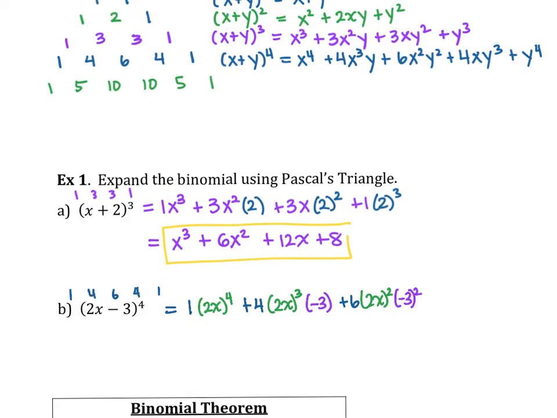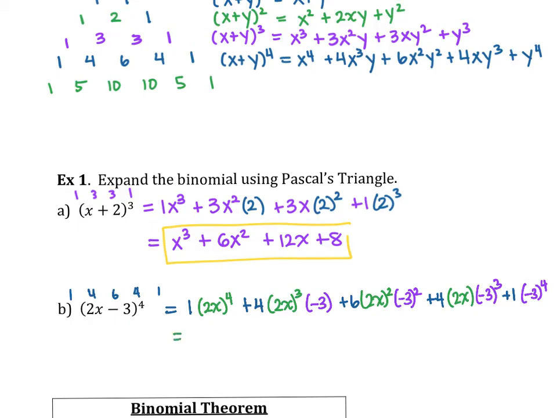1, 4, 6, 4. Okay, 2x goes down a degree. Negative 3 goes up a degree. And then we end with a 1. The 2x goes down a degree, so it's gone. The negative 3 goes up a degree, so now it's to the fourth. And I'm going to very carefully simplify this.